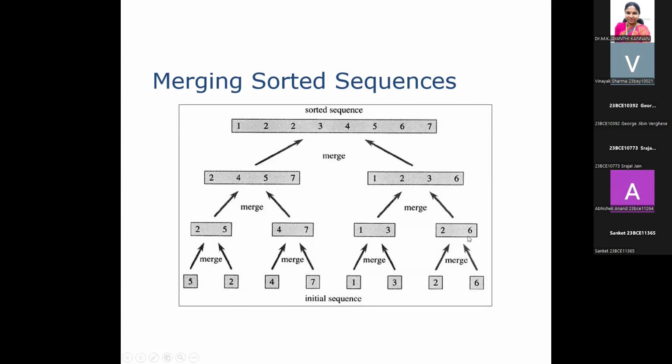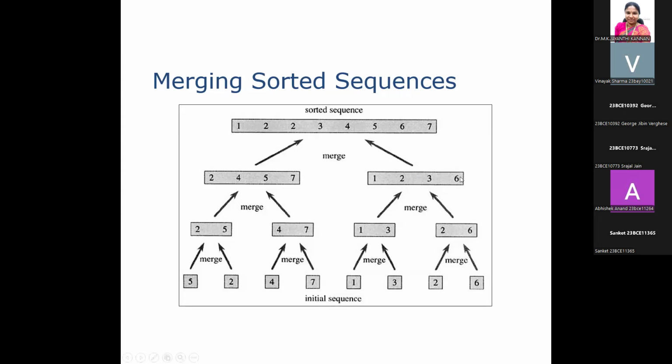Again, these two subarrays we are merging and sorting. 1 is compared with 2, 1 is smaller and 2 is greater, so we need not merge, we will keep it as it is. Now we will take 3. 3 is compared with 2, 3 is greater, 2 is small, so we will place 3 after 2. Then we will compare 3 with 6. 3 is small, 6 is greater, so we will keep 3 first, then 6 second. Now this array is sorted, this array is also sorted. Now we need to merge these two, then sort.